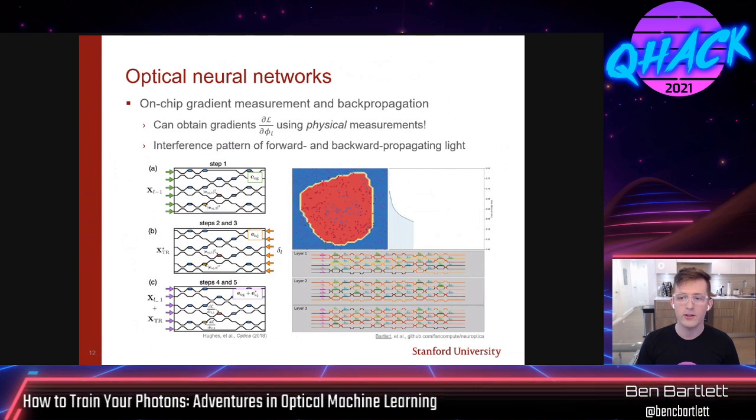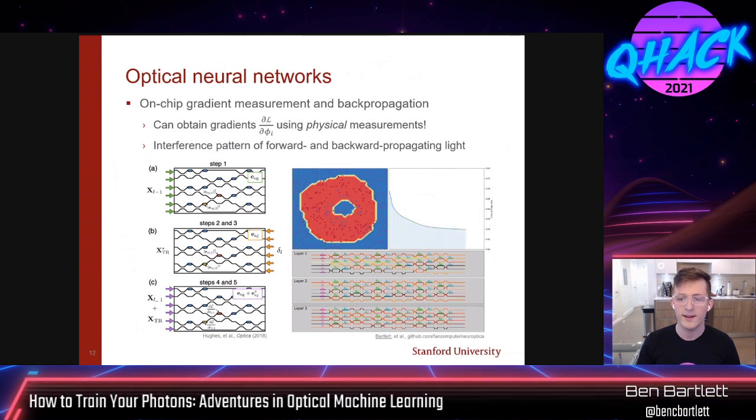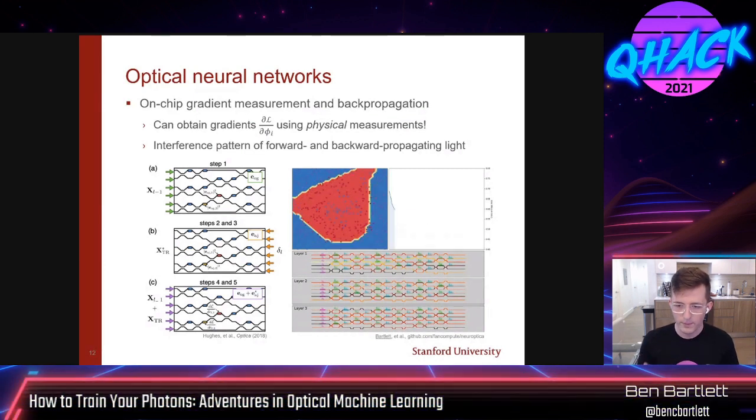In an optical neural network, you can actually get the gradient information, the derivative of your loss function, using physical interference measurements by interfering forward and backward propagating light on the chip. What this means is that if you have one of these optical neural network chips with a bunch of phase shifters on it, you can literally just run backpropagation and set a camera above the chip.